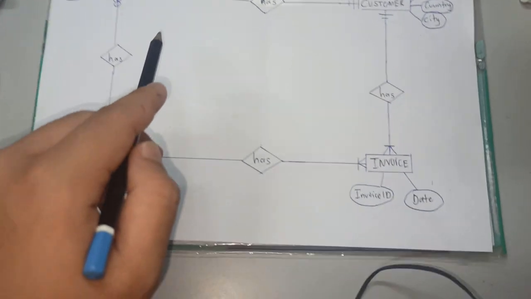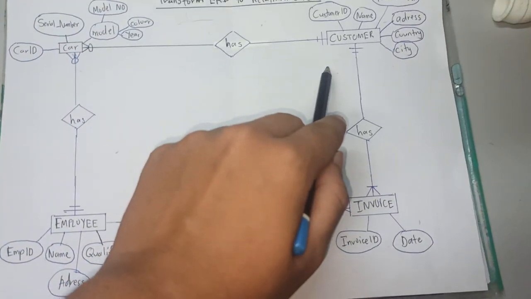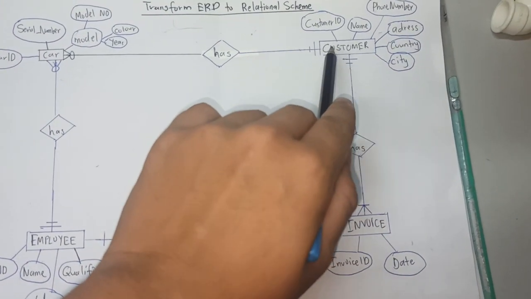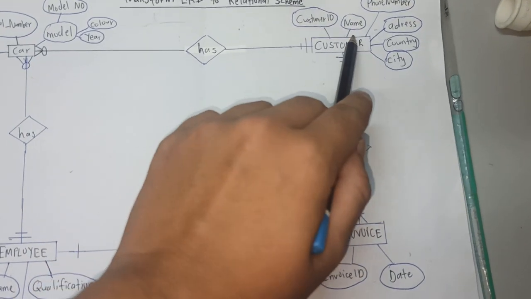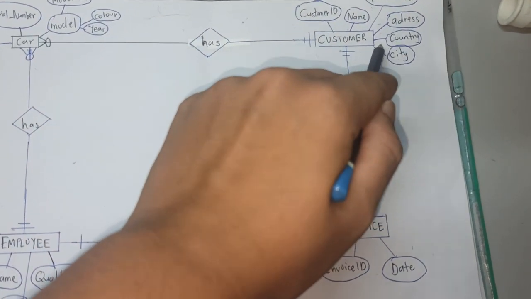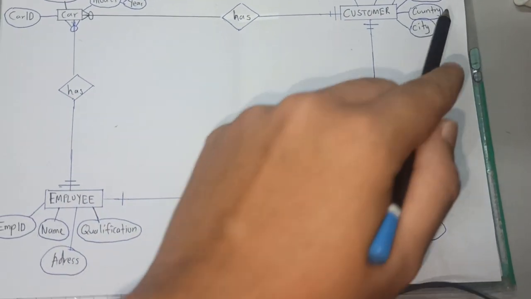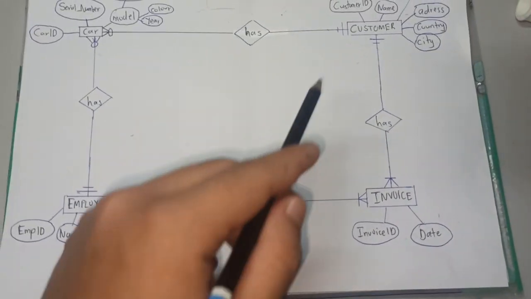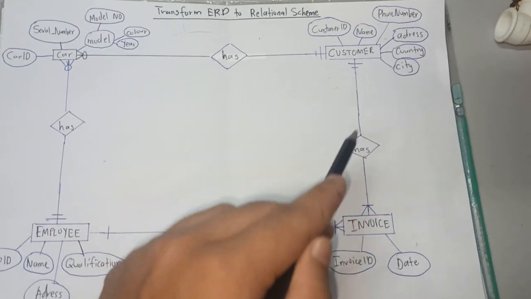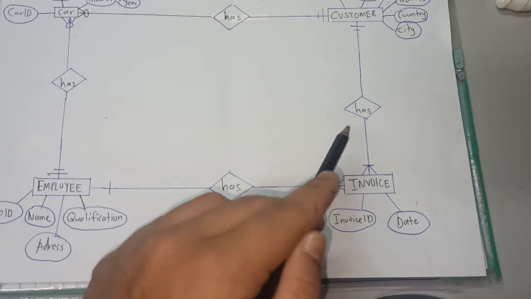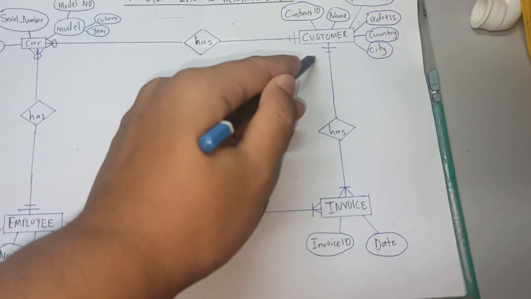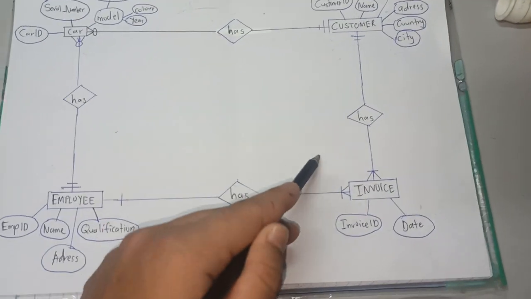First, we look at the first entity, which is customer. It has a lot of attributes, which are customer ID, name, phone number, address, country, and also city. So the relationship of customer with invoice is that a customer has a lot of invoices.